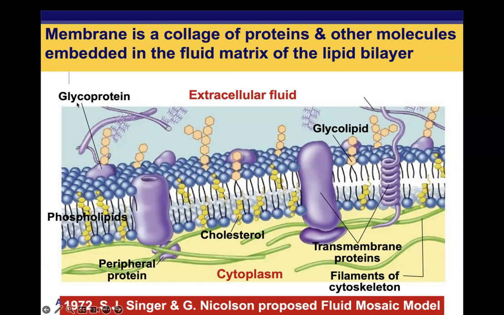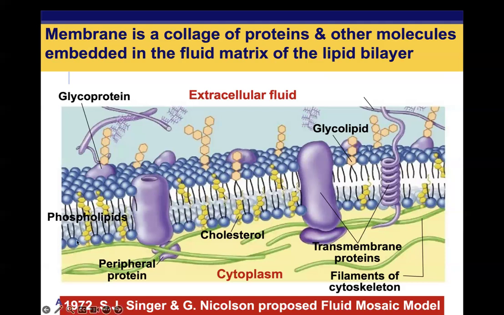carbohydrates attached. So glyco, like glucose, means carbohydrate. And you will see those have the string of carbohydrates attached to this protein. They're really important for cell-to-cell recognition. And you'll also see glycolipids. So in place of the phospholipid head, they have monosaccharides or polysaccharides, and those are helpful for cell signaling as well.